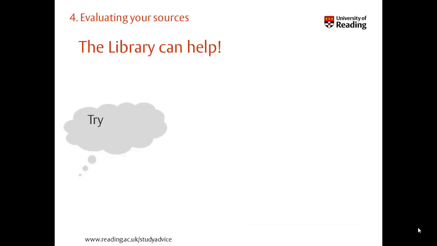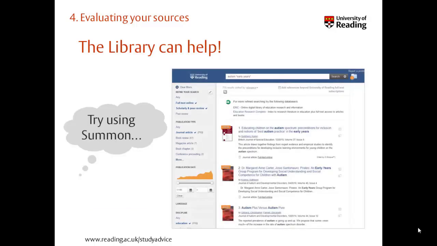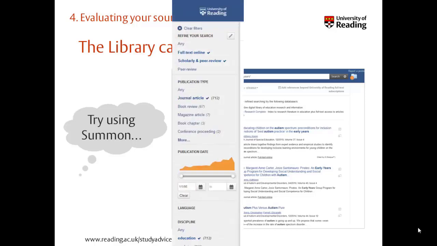It's not only books that the library can help with. If you're looking for journal articles or book chapters in edited collections, you could try using the Summon search engine. Summon can be set to search for articles and chapters within books, and it lets you apply filters to help you with your evaluation. So you could restrict your search to scholarly and peer review items and to journal articles. You could change the range for publication dates to restrict your results to the most recent and limit results to your own discipline.